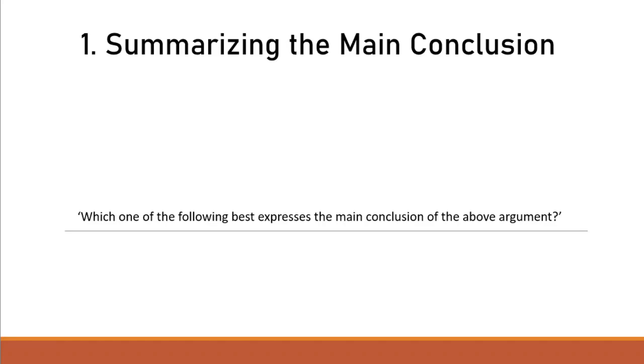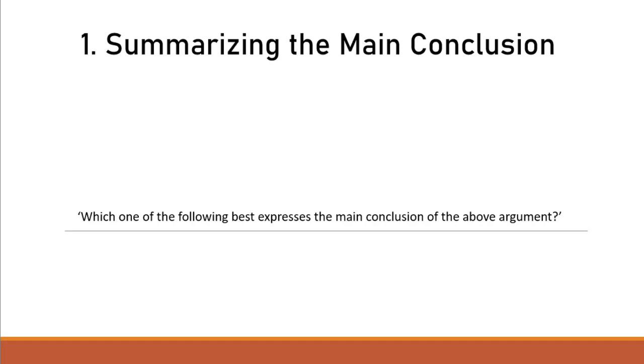Okay, welcome to the first lesson on critical thinking. And we're going to start with the first and probably the most important question type, and that is called summarizing the main conclusion. Now, the way these questions will look is you will have, first of all, your passage that you have to read, and then you will have a question that roughly matches this. Which one of the following best expresses the main conclusion of the above argument? When you see that, you know you are dealing with this question type.